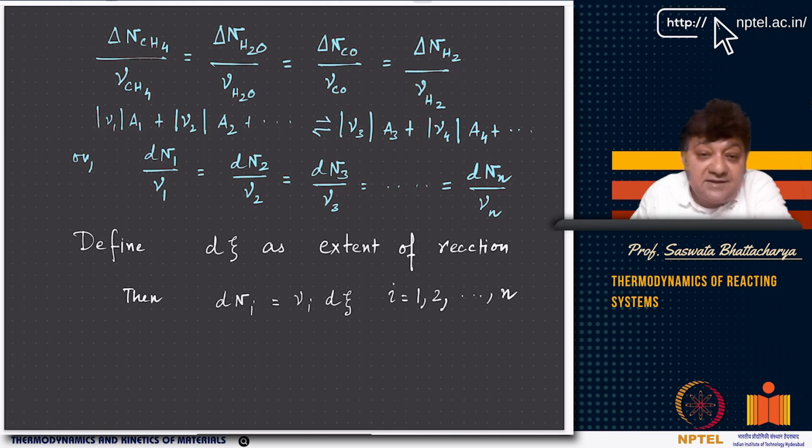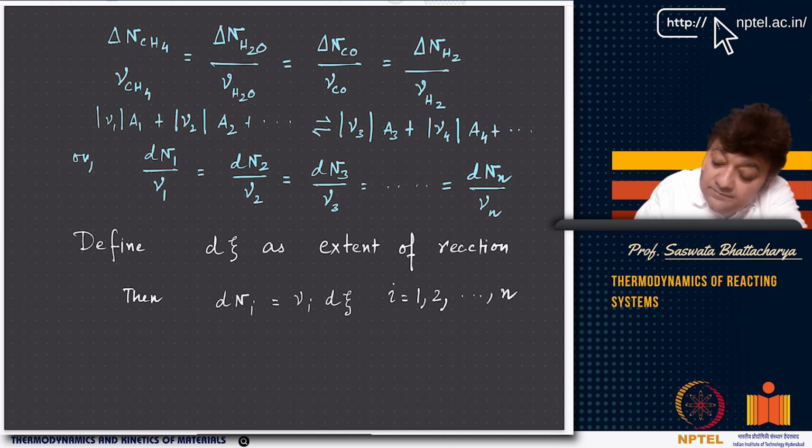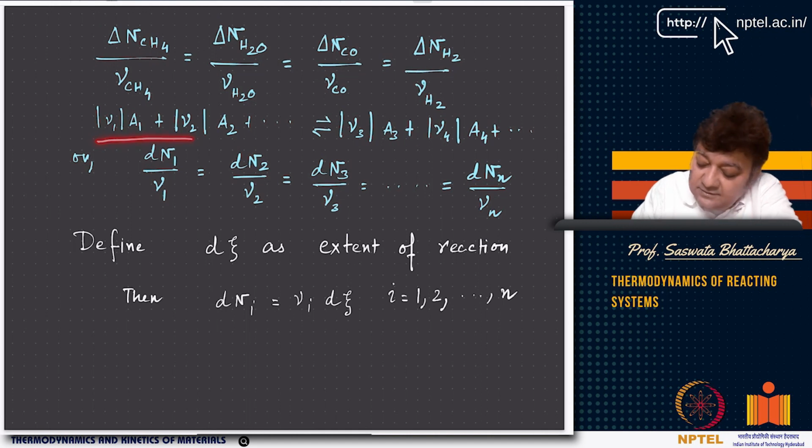Now as you can see here, if I look at the change in mole number of CH4 divided by the stoichiometric coefficient of CH4, and the change in mole number of water divided by its coefficient, delta NCO divided by its coefficient, and delta NH2 divided by its coefficient, then these are all going to be equal, right? So basically, you have this reaction, nu1 A1 plus nu2 A2 going to nu3 A3 and nu4 A4.